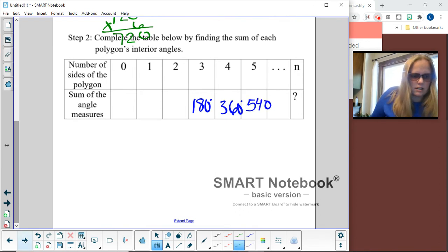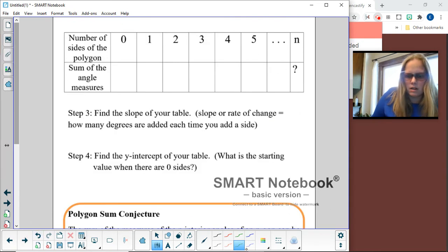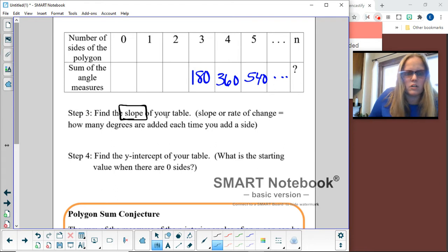All right, let's look at the next step. Oh, gotta add in my numbers here. So this was 180, 360, 540, dot, dot, dot. All right, now it says find the slope of your table.